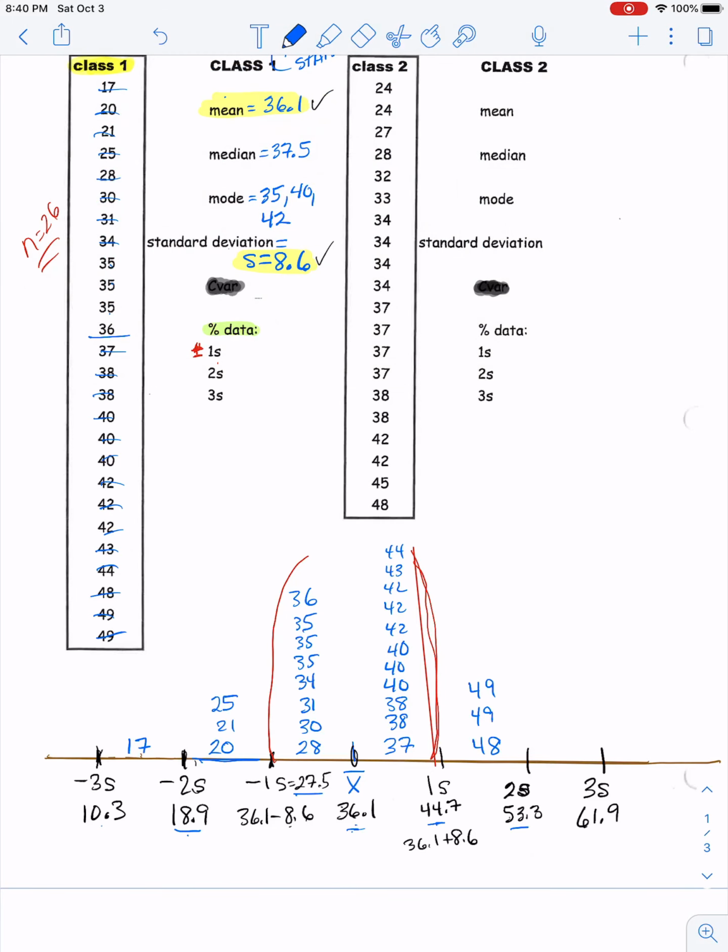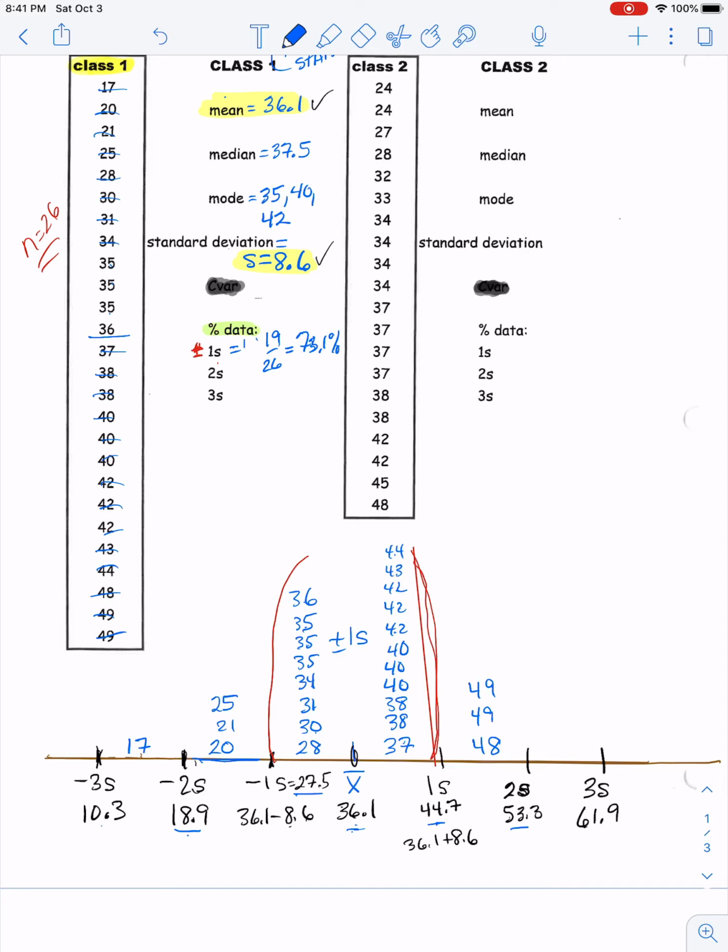Okay, so we've got 1, 2, 3, 4, 5, 6, 7, 8, 9, 10, 11, 12, 13, 14, 15, 16, 17, 18, 19 data points within plus or minus 1 deviation of the mean. So percent of data then would be 19 out of 26, or you could tell me that that is 73.1%.